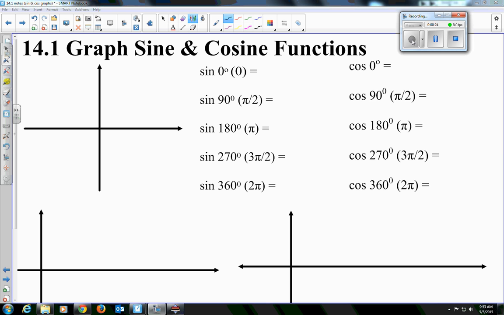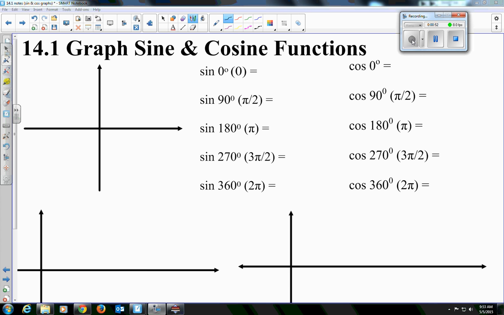So, does anybody remember what a quadrantal angle is? An angle in a certain quadrant. It's an angle not in a quadrant, because it's on an axis, either the x or y axis. So we're not going to worry about any of the ones actually in the quadrants. We're just going to work with the ones on the axes.